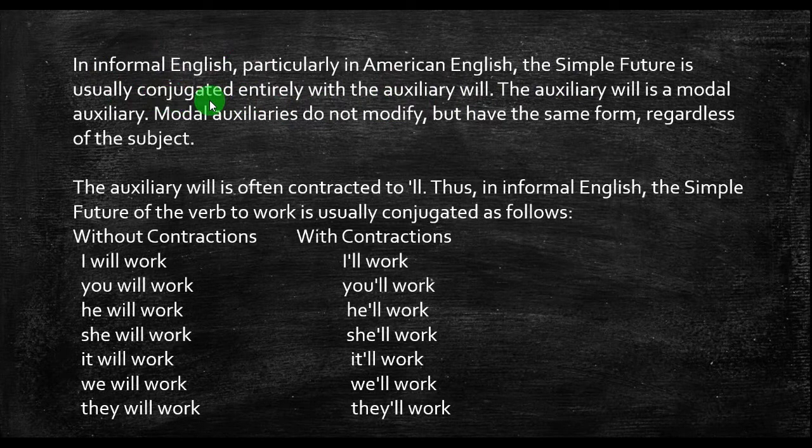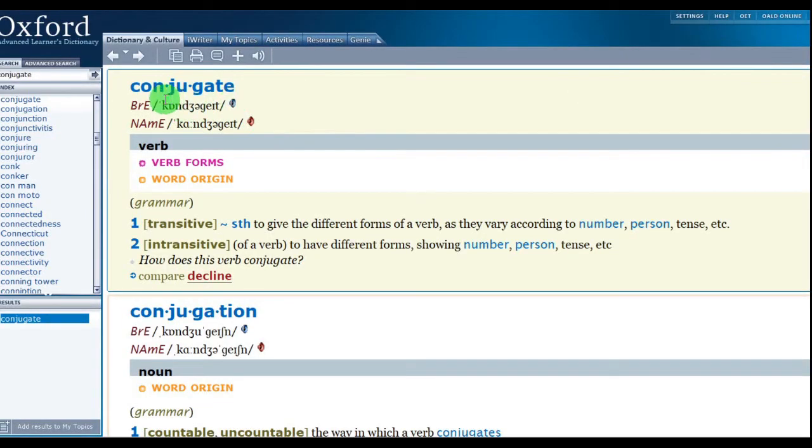यहाँ पे एक word आया है conjugated. Let me tell you its meaning. So here is the word conjugate. Listen to its pronunciation. Conjugate. So you see, it's a grammar term to give the different forms of a verb as they vary according to number, person, tense, etc. It means to change the forms of the verbs. That is what conjugate is. Conjugate का मतलब होता है जो verb है उसकी different forms में उसका change होना.